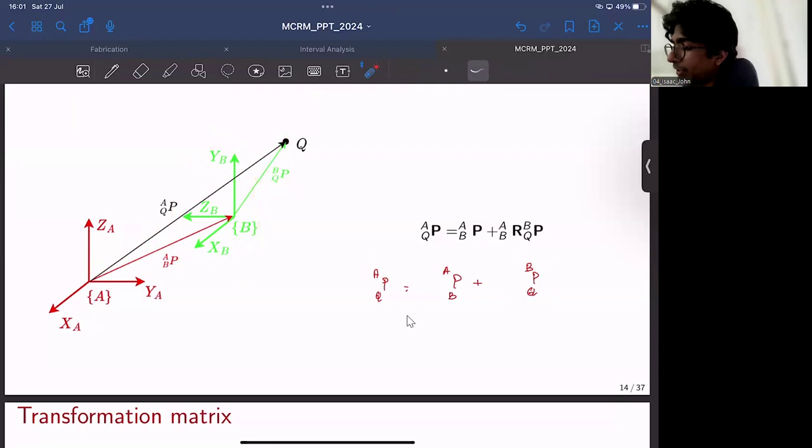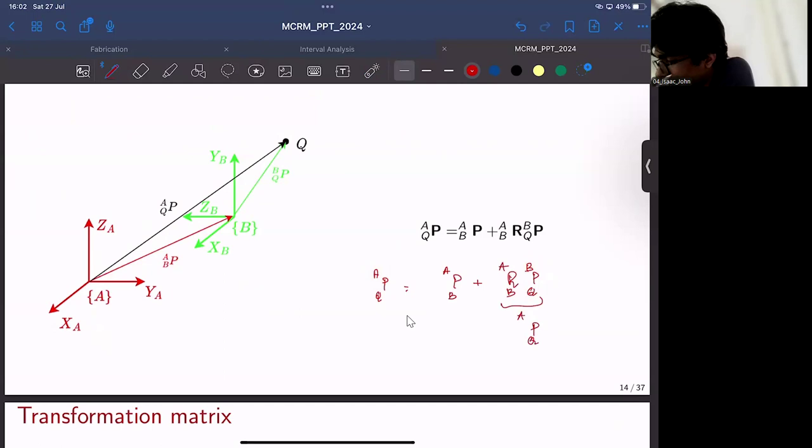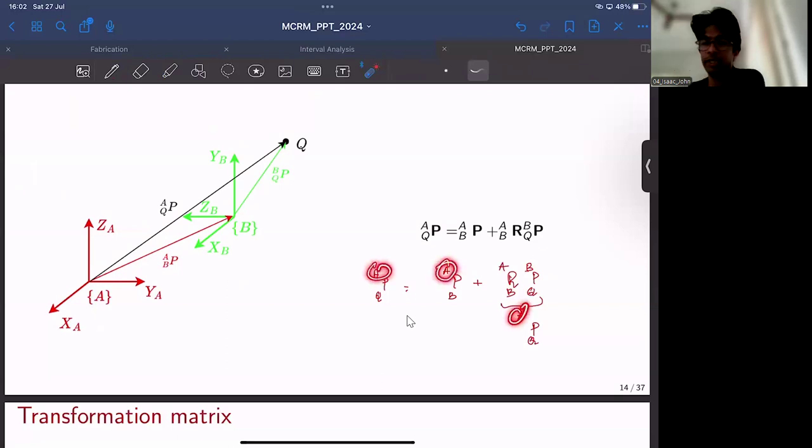So before doing that, every single term will have to be converted into a single frame, the frame in which we are interested. We can do this by pre-multiplying with the rotation matrix between B and A. So this term now will become the position vector of Q with respect to A. So all the terms will now be with respect to a single frame of reference. Now it becomes homogeneous and you can add vectorially.